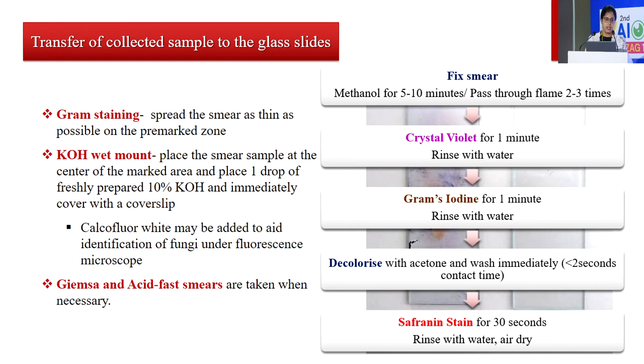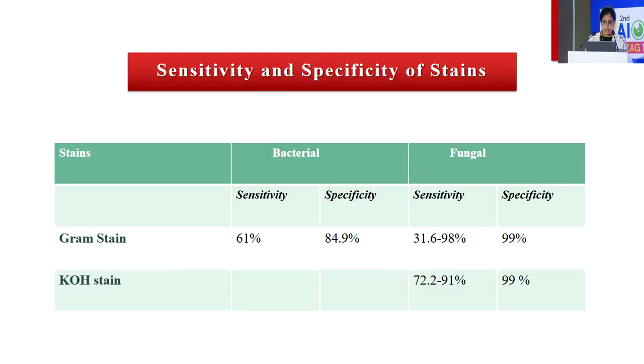KOH, of course, you use to lyse the corneal material, collagen, and you can see the fungal hyphae. Sensitivity and specificity: for bacterial, Gram stain has a sensitivity of 61% and specificity of 84.9%. For fungal, it has a specificity of 99% but the sensitivity ranges from 30 to 98%. For KOH, fungal, 72.2 to 91% sensitivity and specificity of 99%.